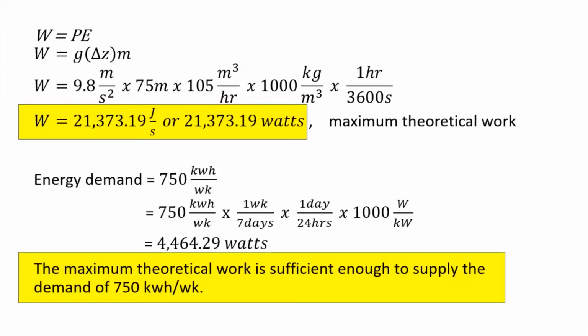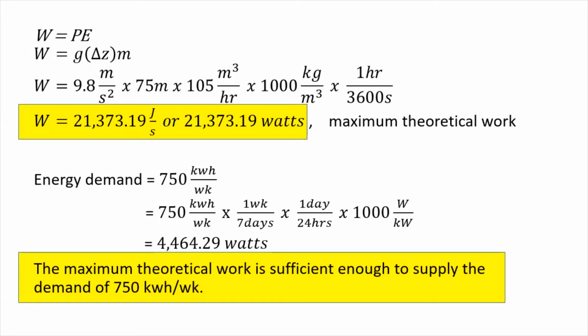Since we need to determine the energy of an object with respect to its height, we will use potential energy as work. We'll plug in our values of gravity and height and convert volumetric flow rate into mass flow rate by multiplying it to the density of water and convert hours into seconds. Energy supplied will be 21,373.19 joules per second or watts.